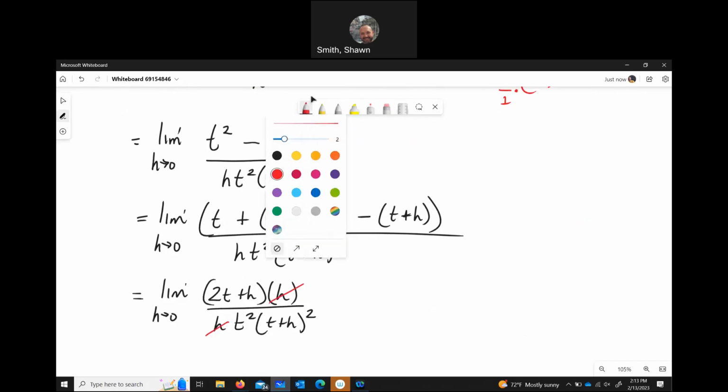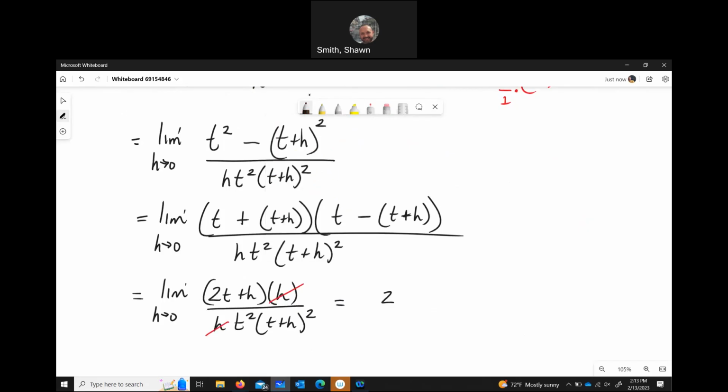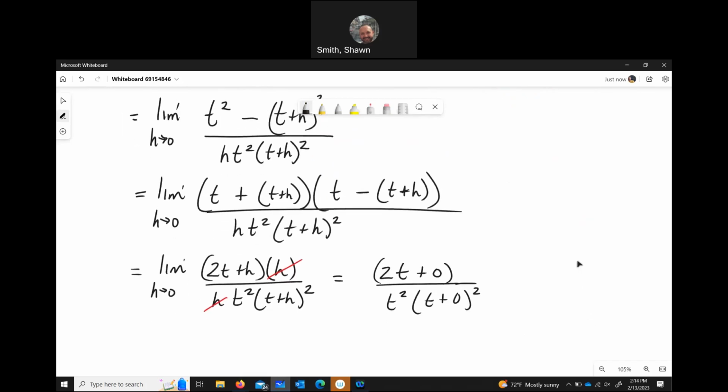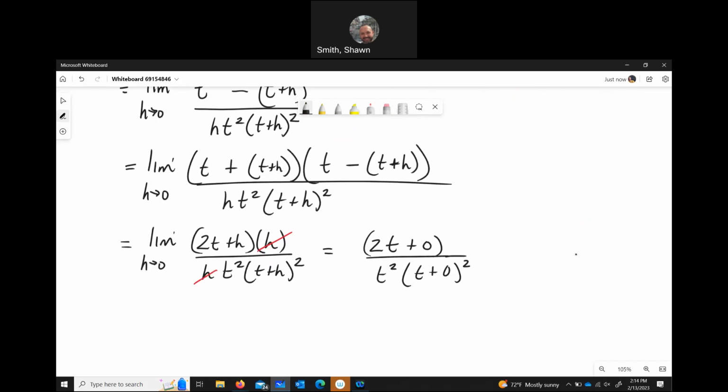So when h goes to 0, the limit is 2 times t plus 0 on the top over t squared times t plus 0 squared on the bottom. And this gives us 2t on the top and t cubed on the bottom. And I am missing something, it didn't work out right.